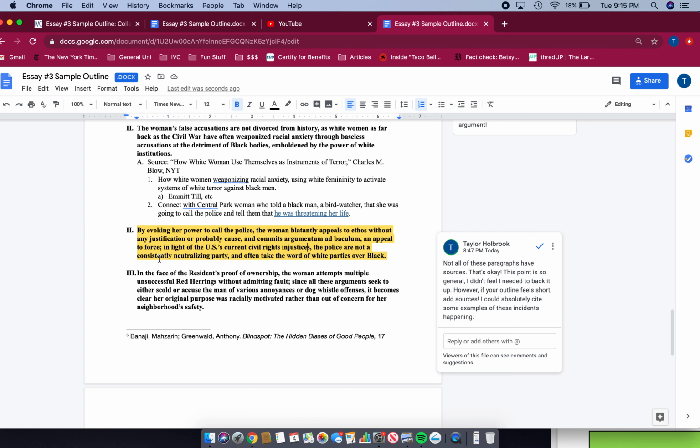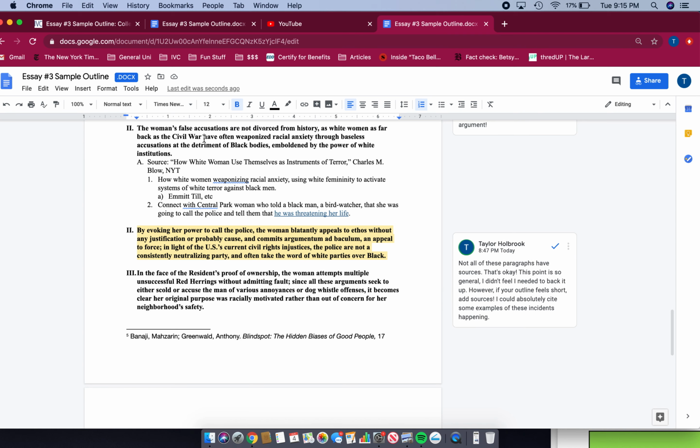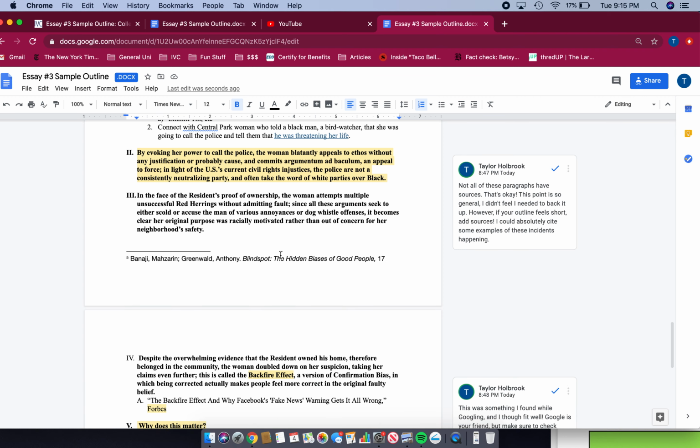I probably could go in there if I was coming up short and find some examples of that happening recently. But I didn't feel the need to do that in the same way that I did here when I'm talking about the Civil War and all of these cases like Emmett Till or the woman in Central Park recently who told the police that this man who was a bird watcher was threatening her life. All of these situations where women are weaponizing this racial anxiety. I felt I needed some backup for that. I didn't really need it for this.